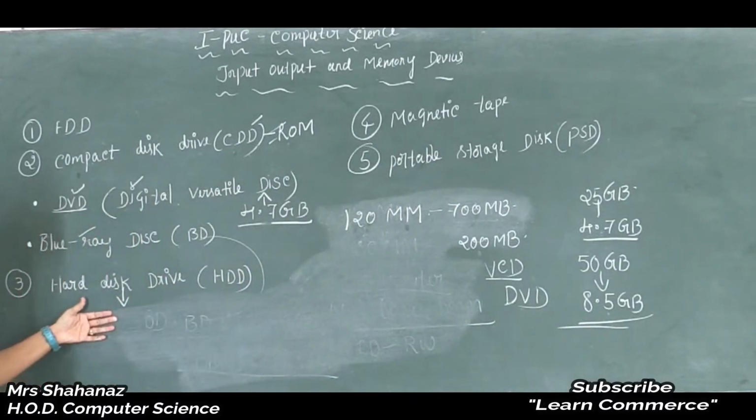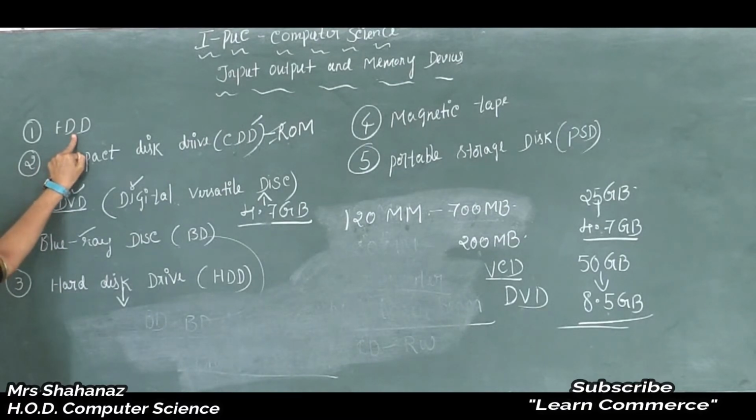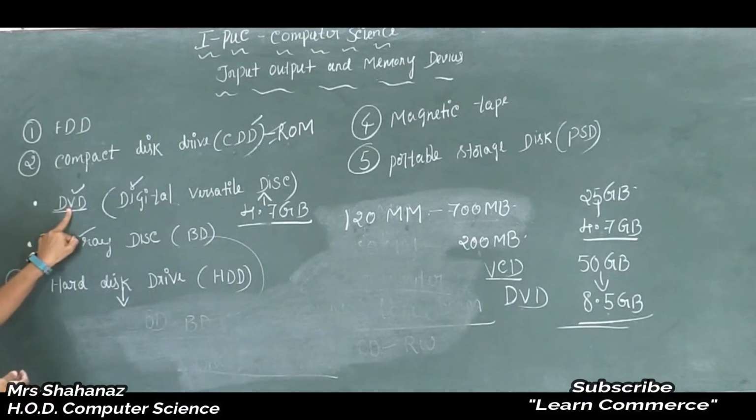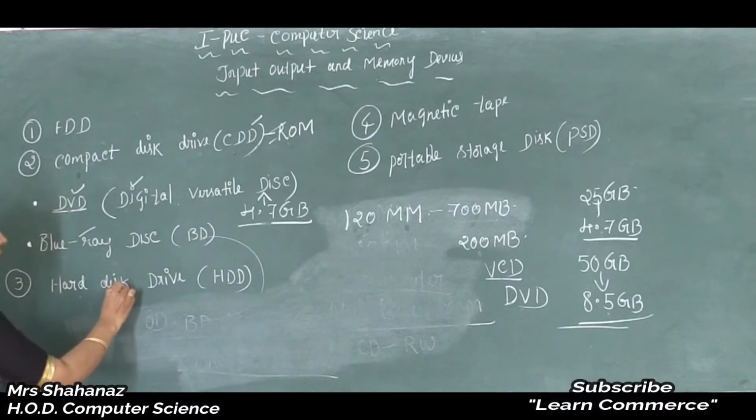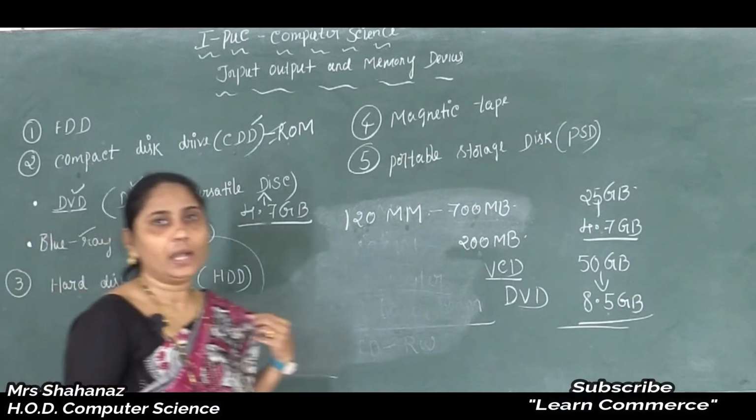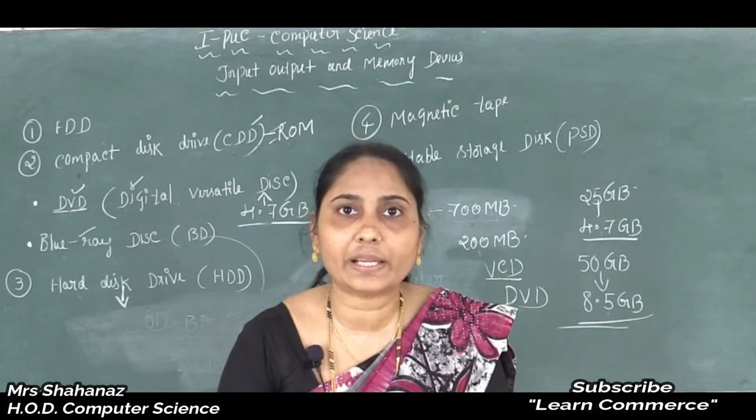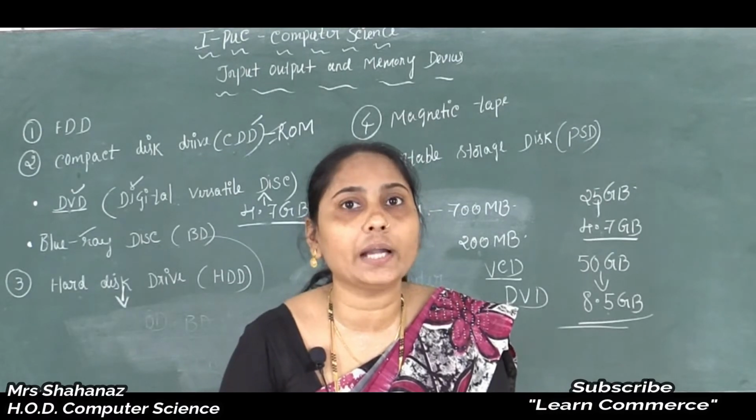Maybe we can say that the FDD, the floppy disk, is an external device; we need to take it externally, we need to purchase it externally. Clear this point here? The compact disk drive is an external device, the DVD is an external device, the Blu-ray disc is an external device. But the HDD, the hard disk drive, is permanently fixed to the computer. We will get such a hard disk drive only inside the computer.